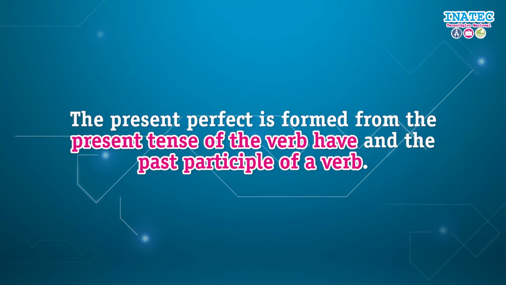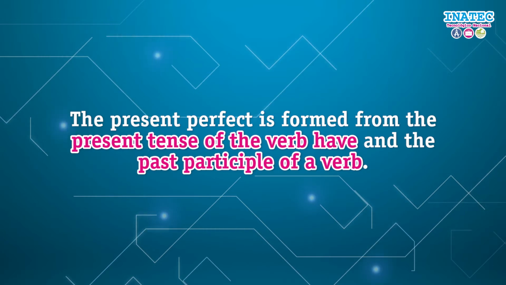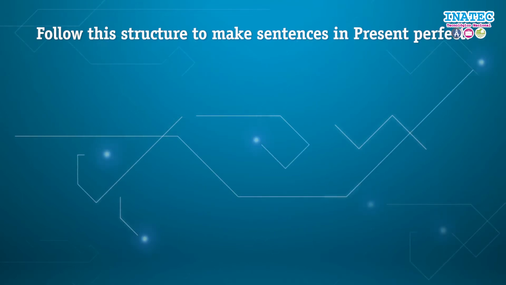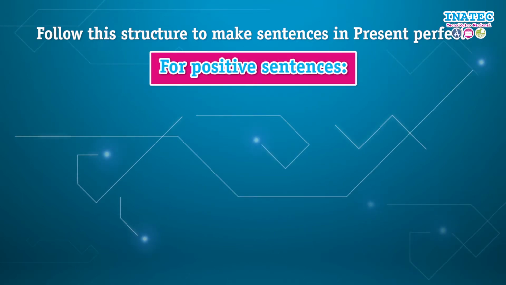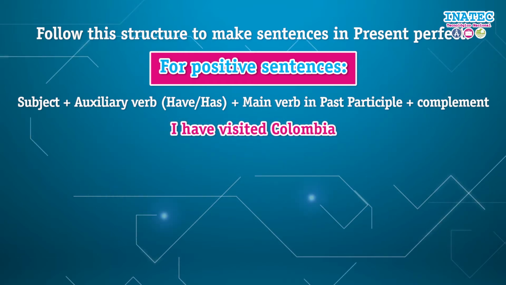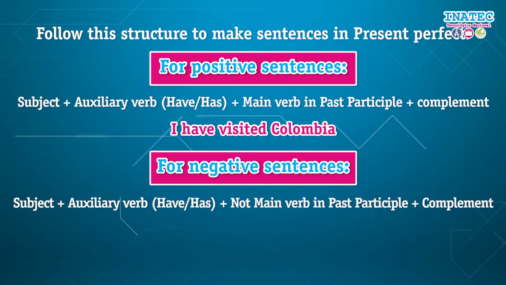The present perfect is formed from the present tense of the verb have and the past participle of a verb. Follow this structure to make sentences in present perfect. For positive sentences, subject plus auxiliary verb have or has plus main verb in past participle plus complement. I have visited Colombia.